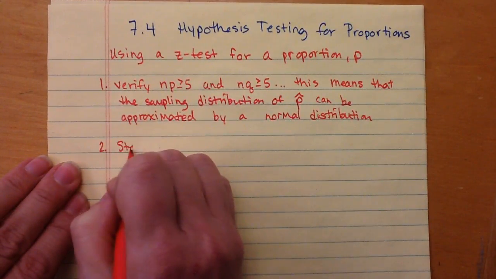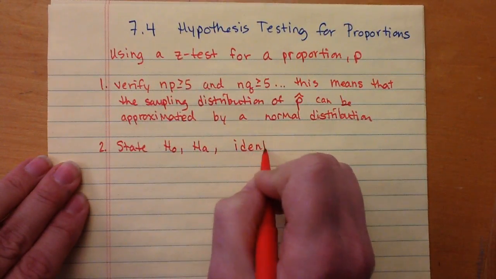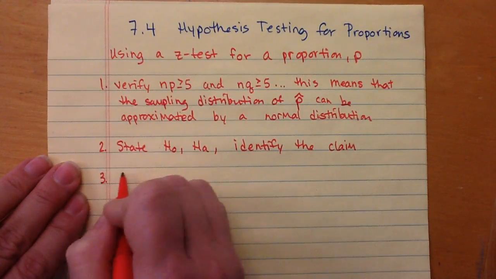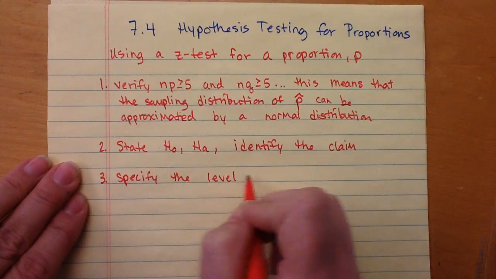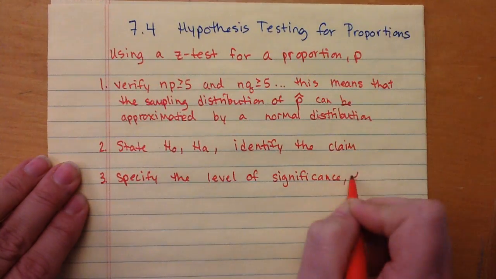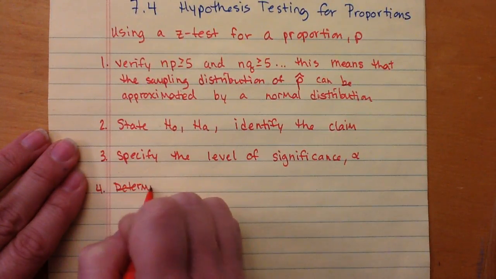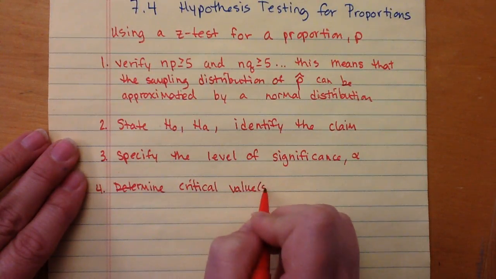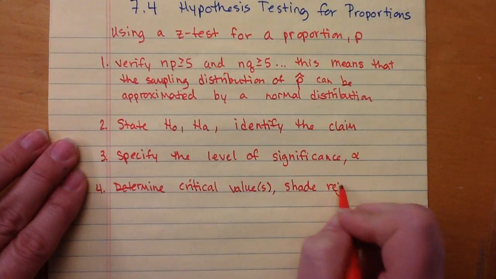Step 2, state h sub 0, h sub a, and identify the claim. Step 3, specify the level of significance, which is still alpha. Step 4, determine critical values and shade rejection regions.